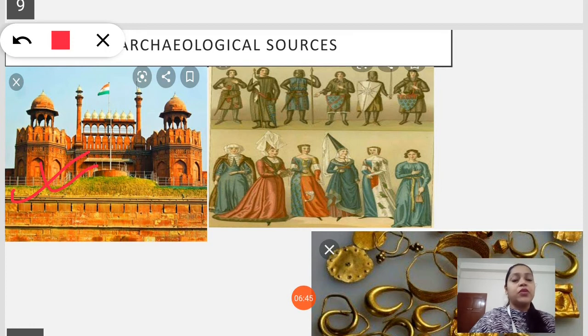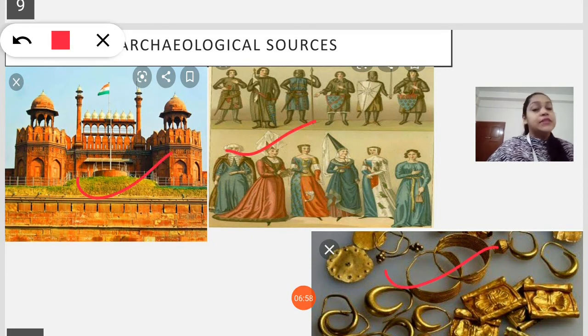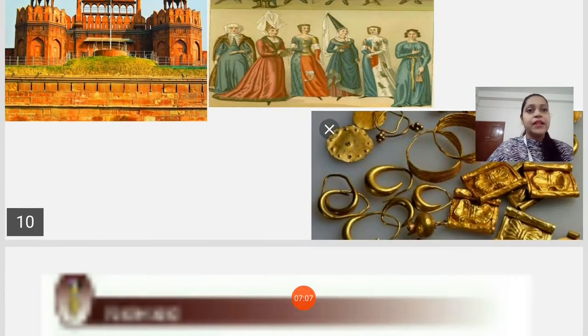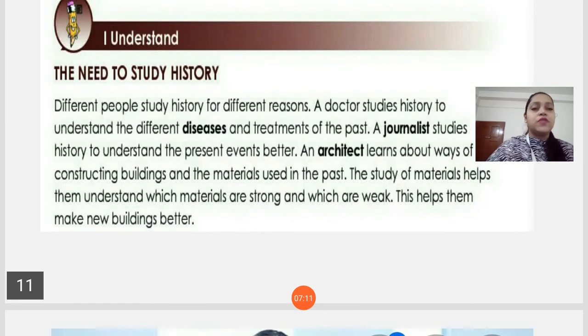children, here different types of clothes worn by people, then we have again jewelry. You can see, yes children, this is also a picture of a jewelry, and these all help to know about what happened in the past. Okay, and these sources are known as archaeological sources. Then children, we have the next, why we need to study history. Yes, why do we need to study what happened in the past?